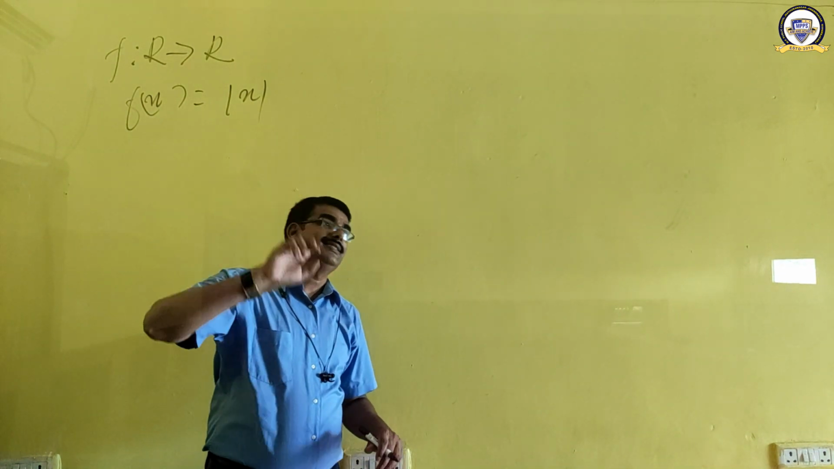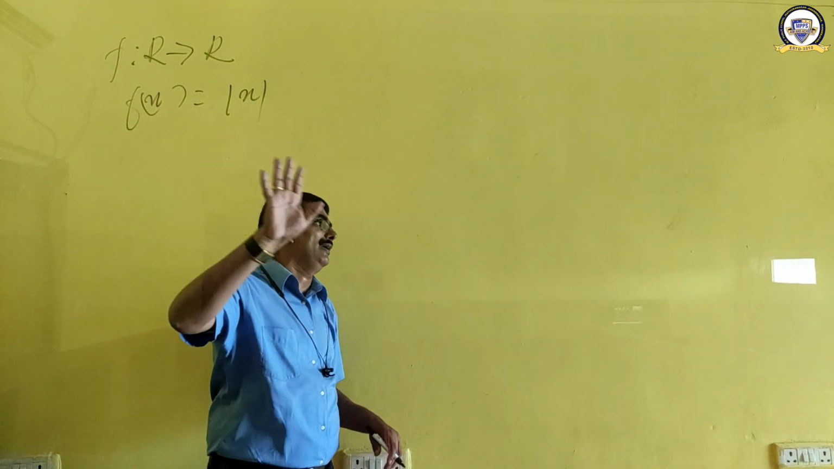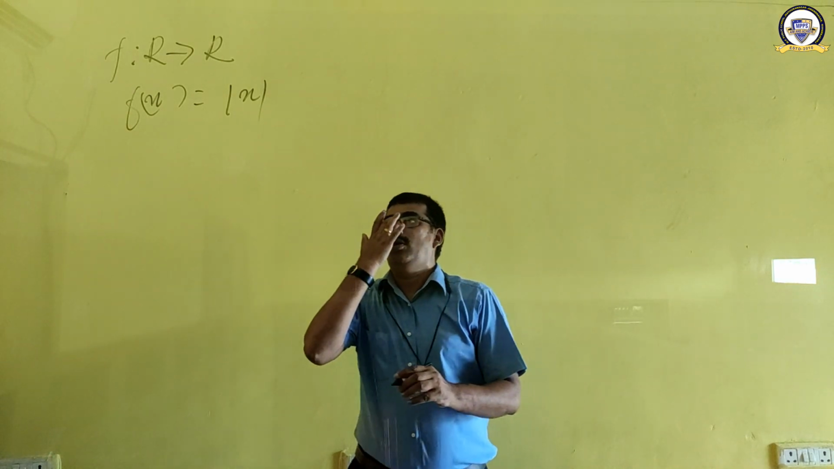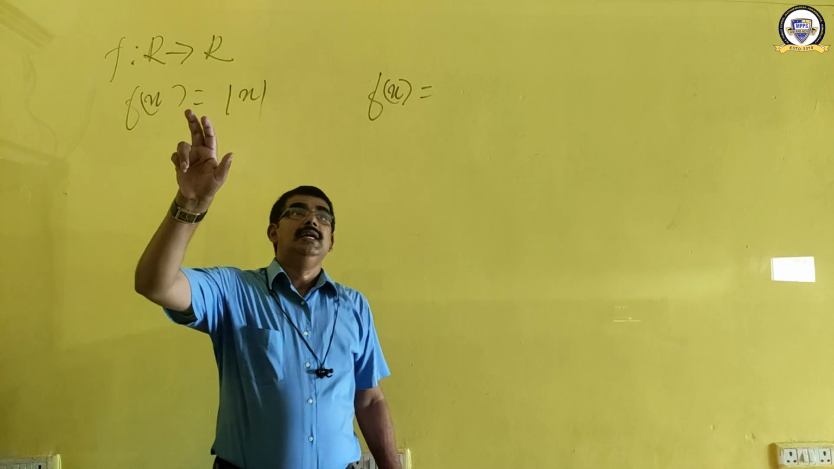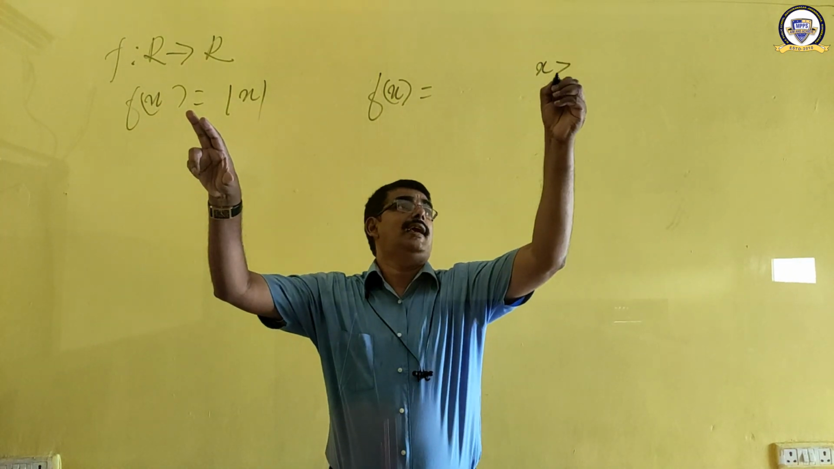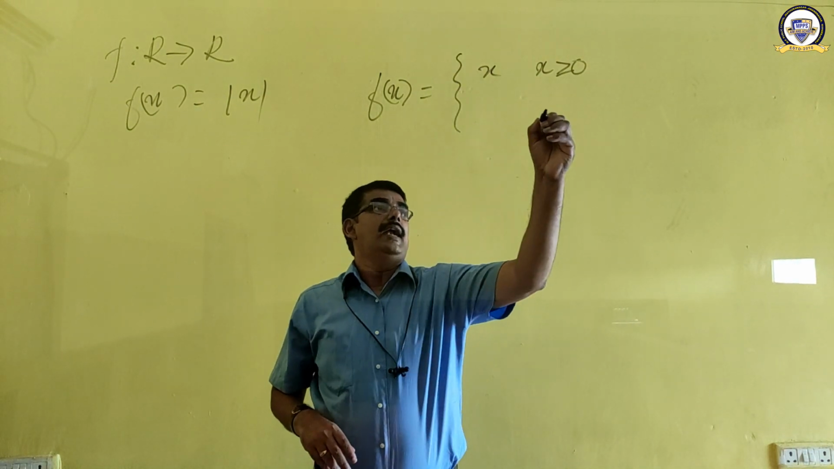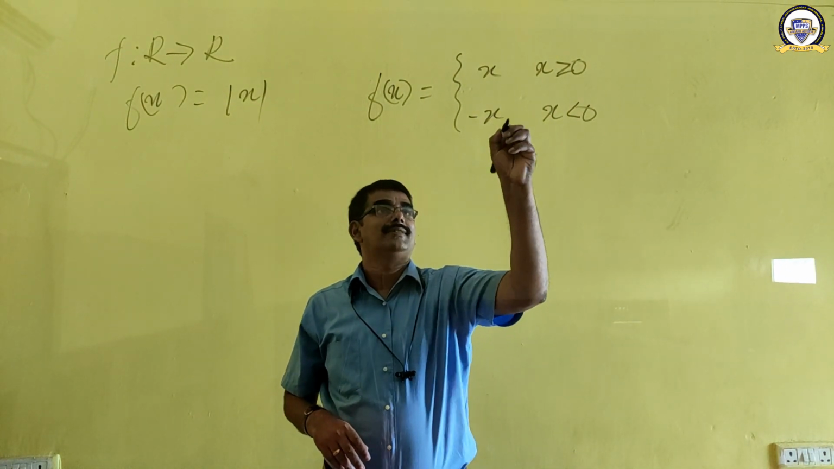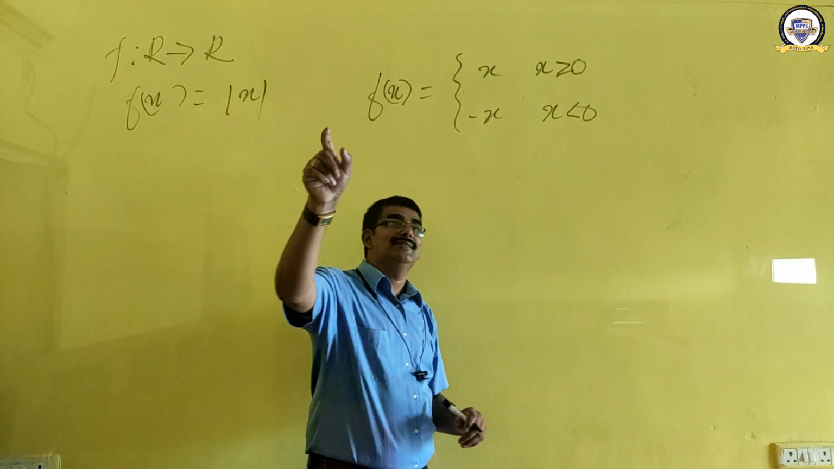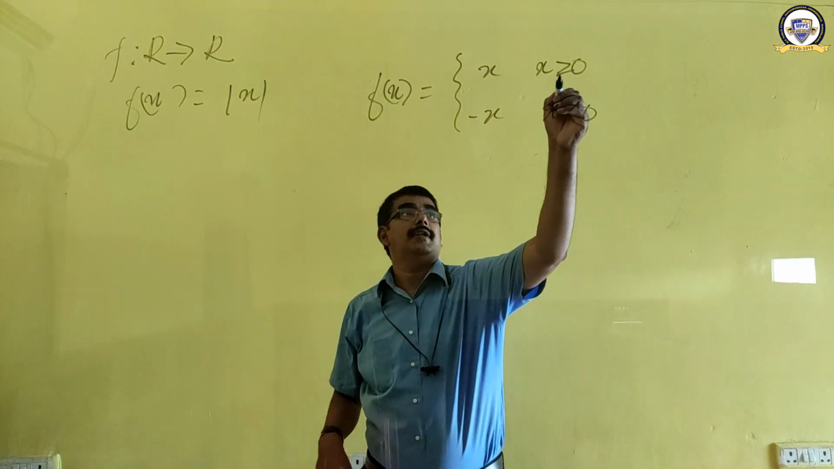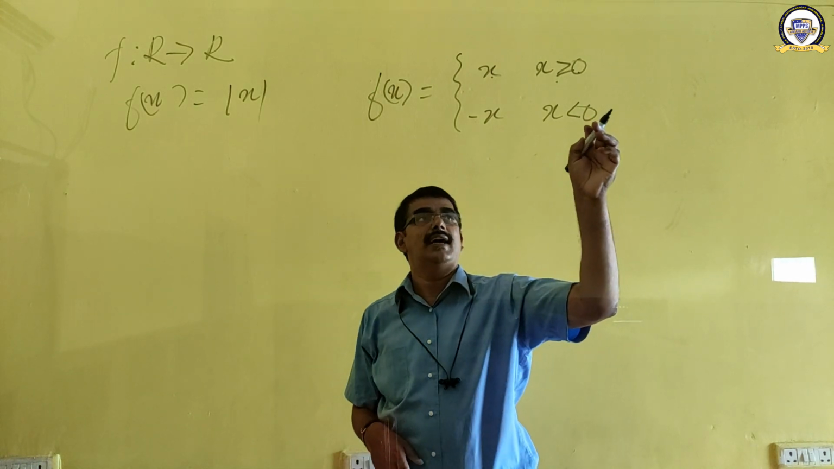The definition of the modulus function is also given over here. What does the modulus function definition mean? A negative number is not possible. Clear? So we make the modulus function: f of x is equal to x if x is greater than or equal to 0, then the value is positive x, and if x is less than 0, then the value is negative x. This is the definition of the modulus function.